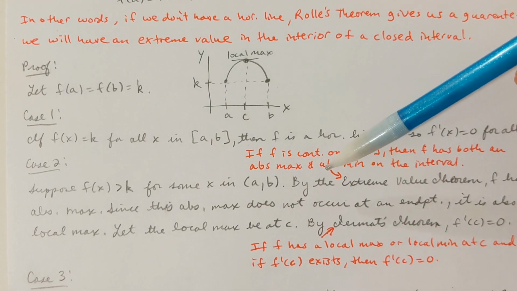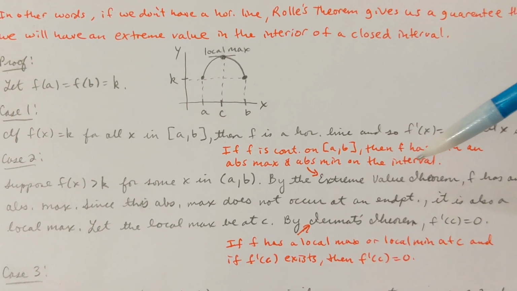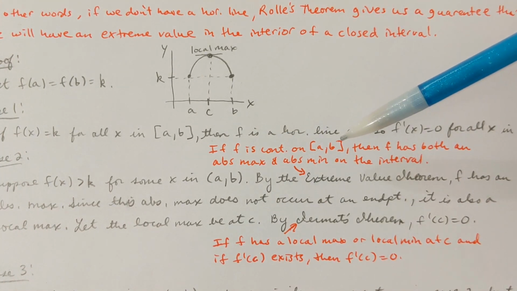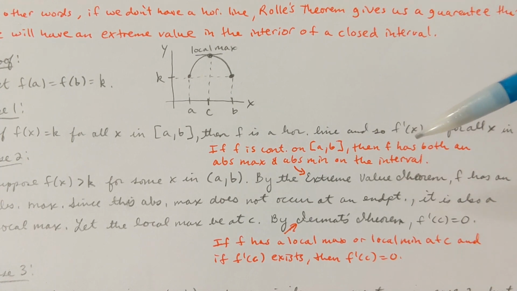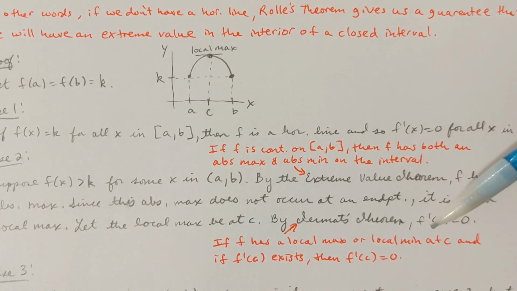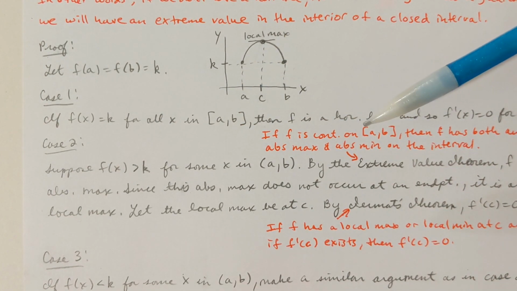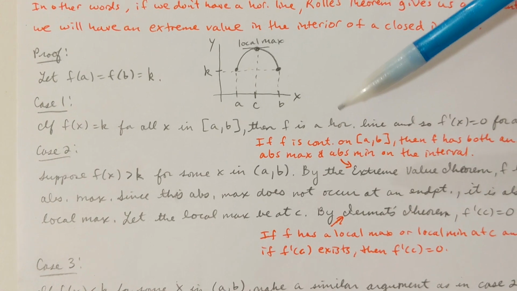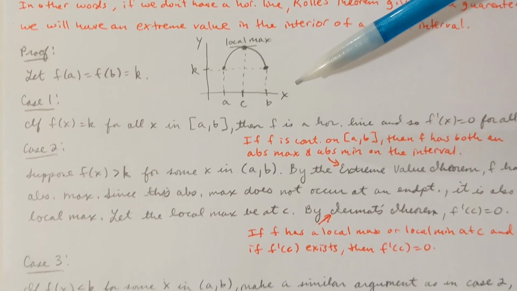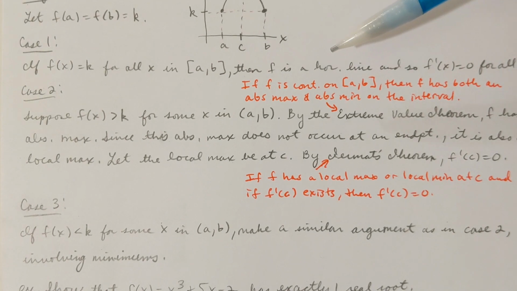By the extreme value theorem, what did the extreme value theorem say again? It said that if f is continuous on the closed interval [a,b], then f has both an absolute maximum and absolute minimum on that interval. So by the extreme value theorem, f has an absolute max. Since I know that f is continuous on a closed interval, I'm guaranteed both an absolute max and an absolute min. We'll just focus on the max case, like I said here in case 2.